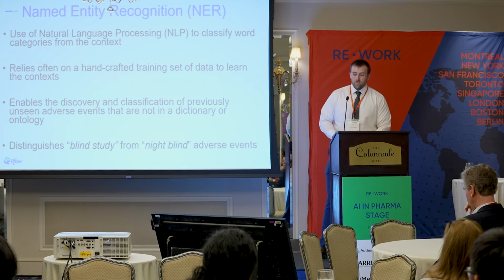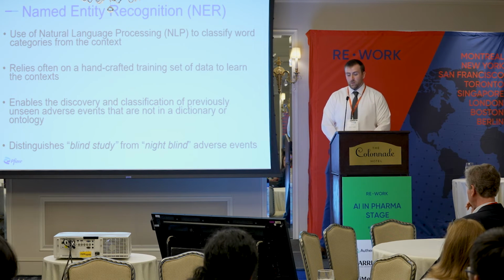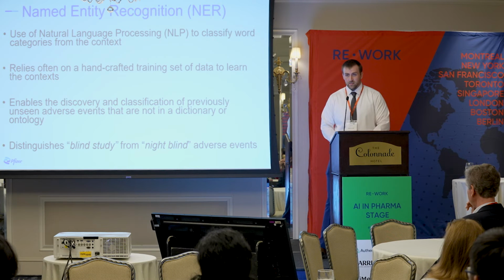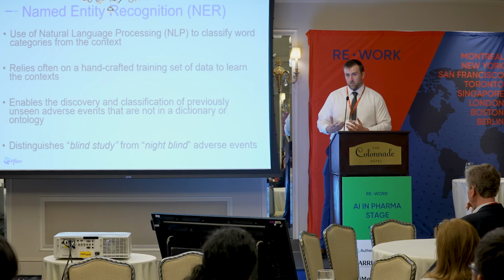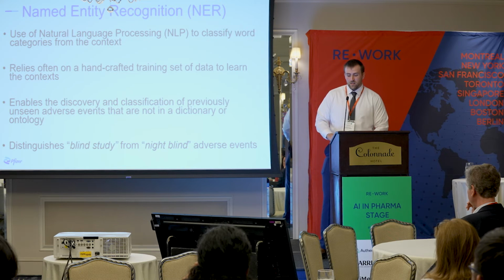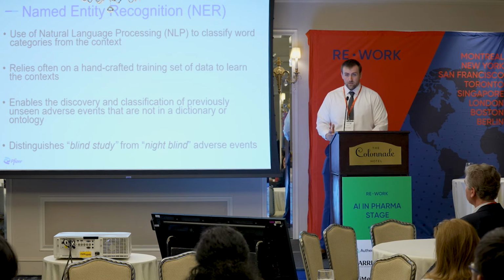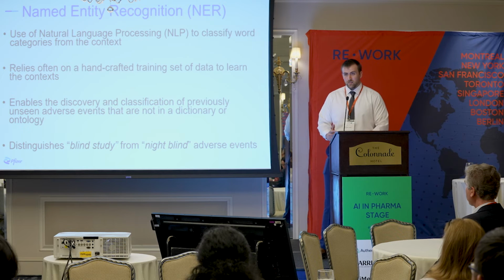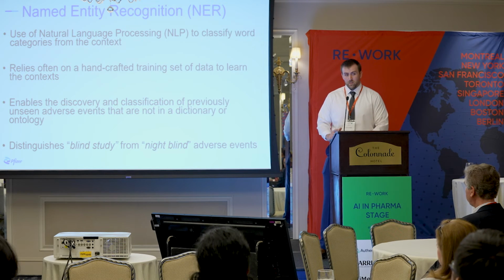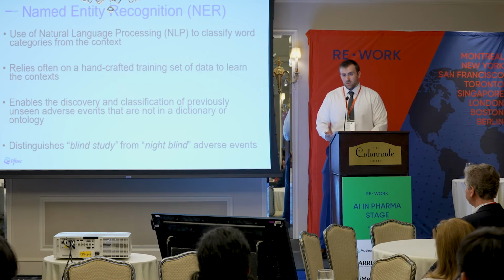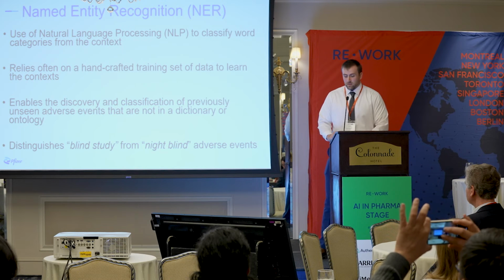So our solution to this problem was to use named entity recognition. It is a use of natural language processing to classify word categories from context. So it doesn't matter how the word is being said or phrased, it's still going to recognize that as an adverse event due to the encodings that it uses. This relies often on a handcrafted training set of data to learn from the contexts. So what we did is we had to go through individual sentences pulled from these clinical documents, tag them individually with our events, and then feed it back into our algorithm to get these better results.